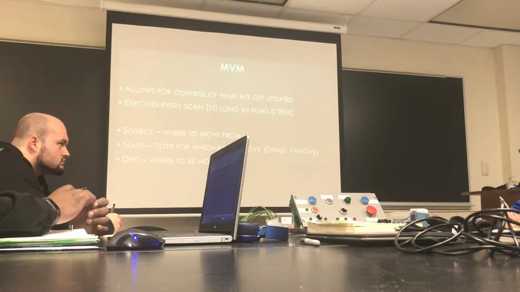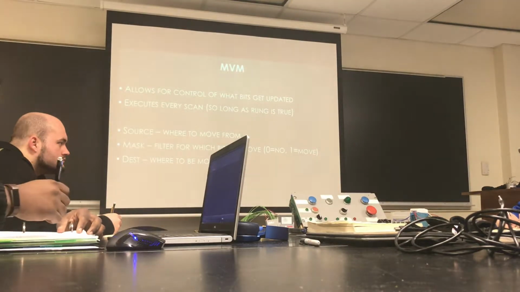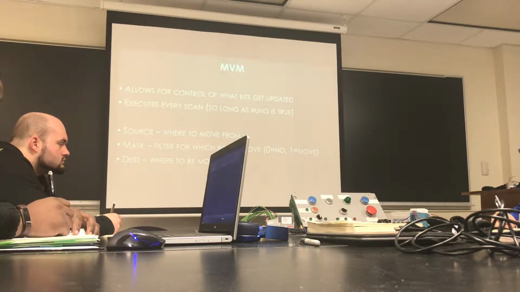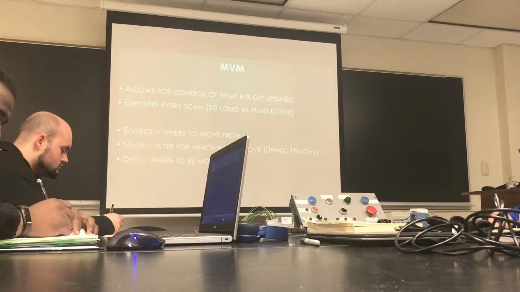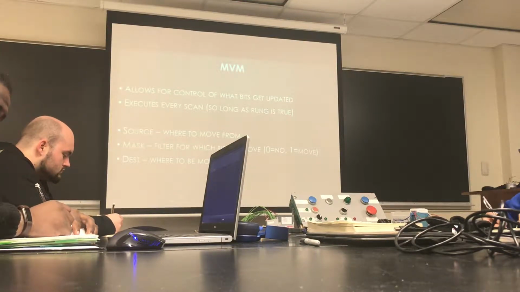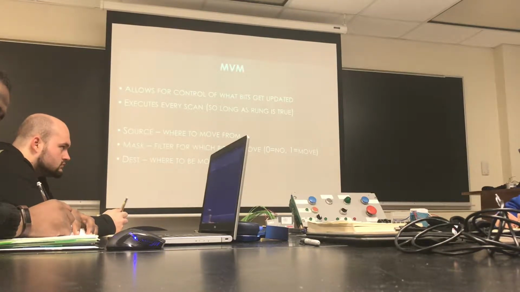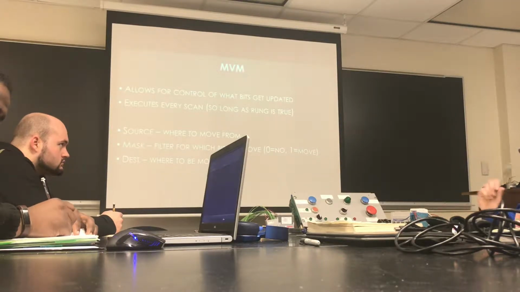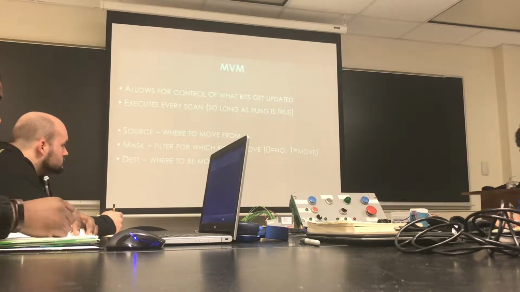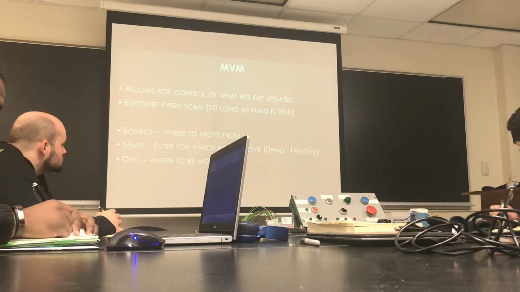The 3 parameters for it are source, mask, and destination. So source is where you move it from, the source of the information. The mask is the filter. And you go in and you create and you set each of the bits, each of the 16 bits, to either a 0 or 1. If it's a 0, it doesn't do anything. If it's a 1, it copies or moves that bit to the destination location. And I'll show you how this works here in a second.